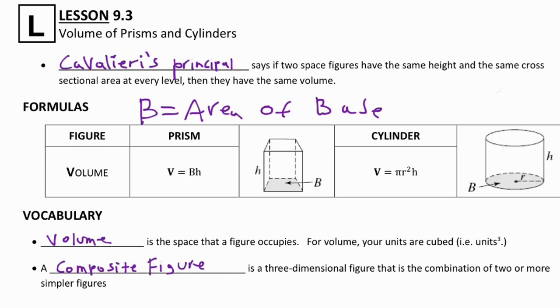Okay, and for your last definition, you have something called a composite figure, which by definition is a three-dimensional figure that is a combination of two or more simpler figures. So basically speaking, if I had a cube and a rectangle and I put those together, that would make a composite figure. So I'd have to break those up and find the area of those two in order to find it. So again, a composite figure is basically made up of multiple ones.